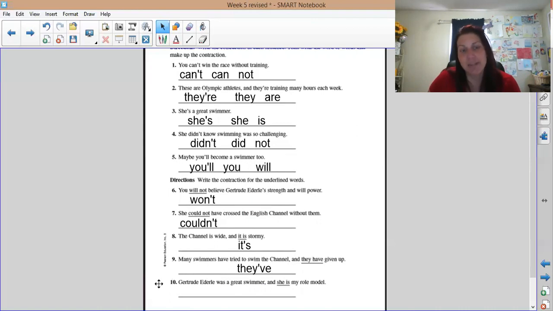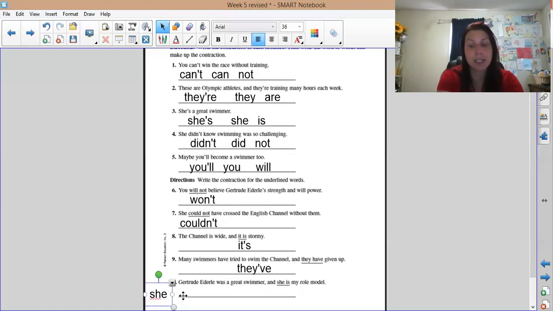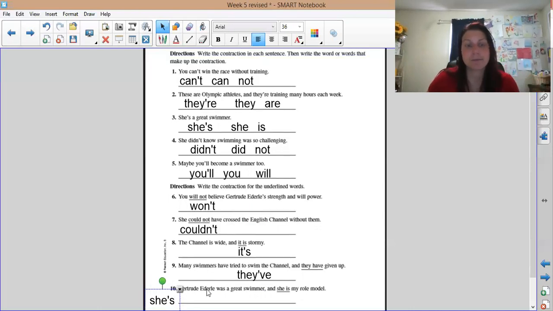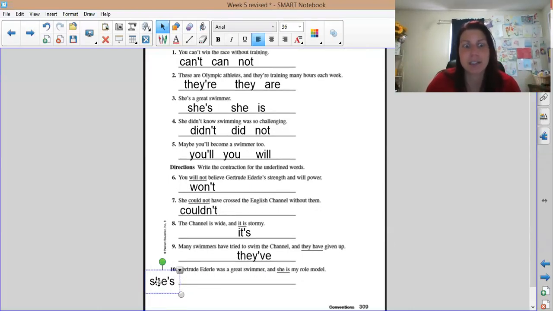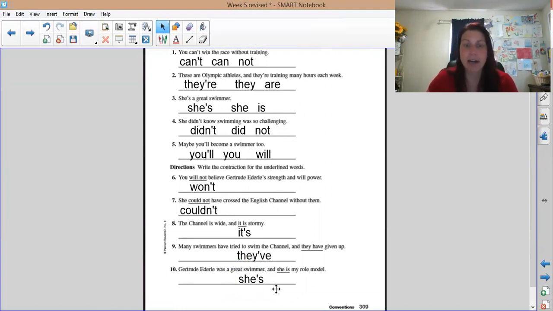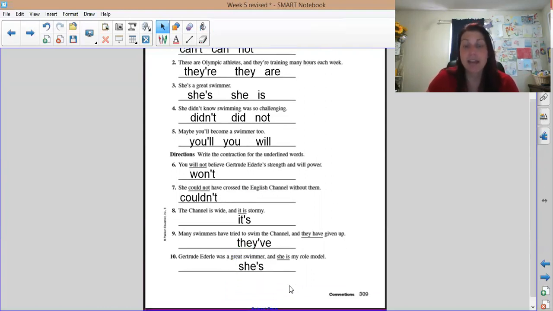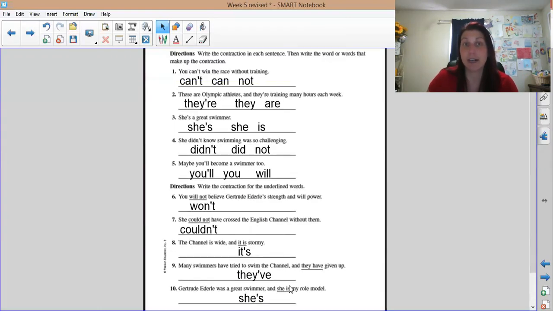All right, number 10. Gertrude Ederle was a great swimmer and she is my role model. She is becomes she's. She's a lady. All right. That concludes all contractions.